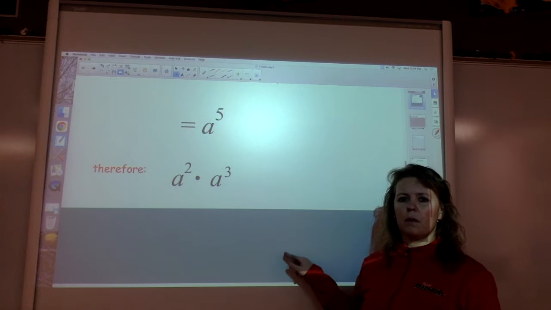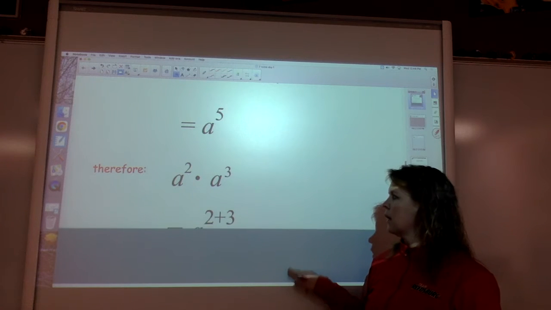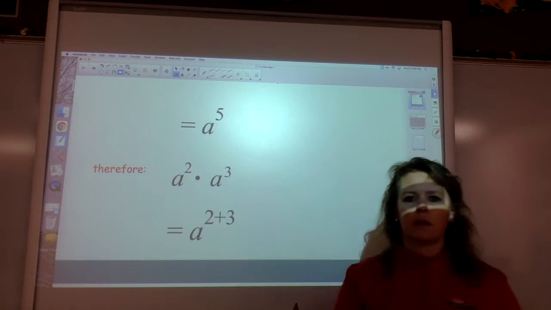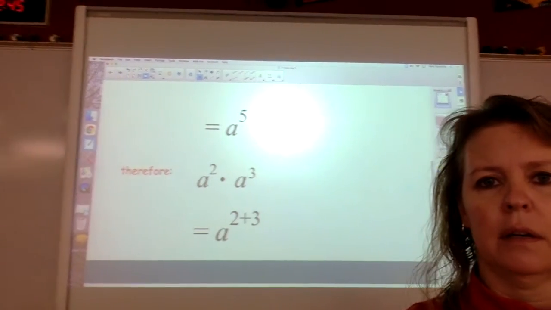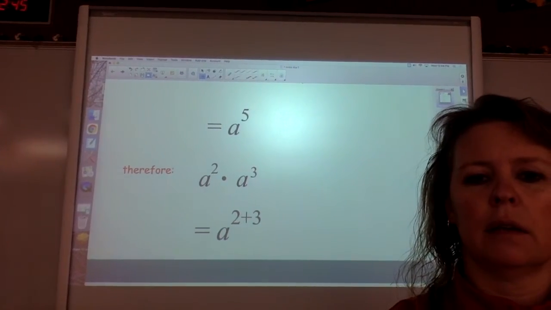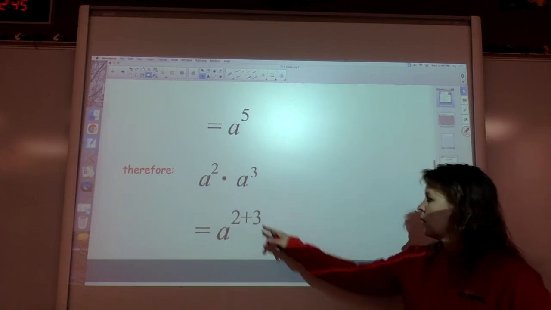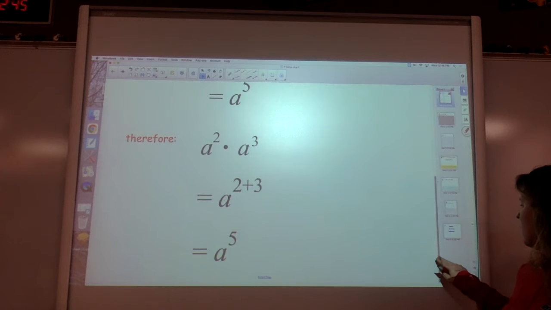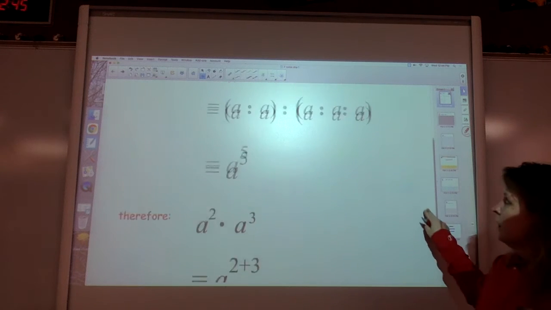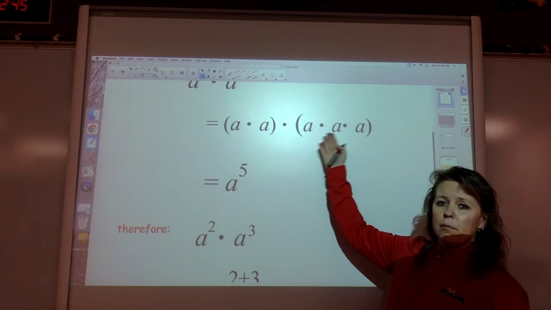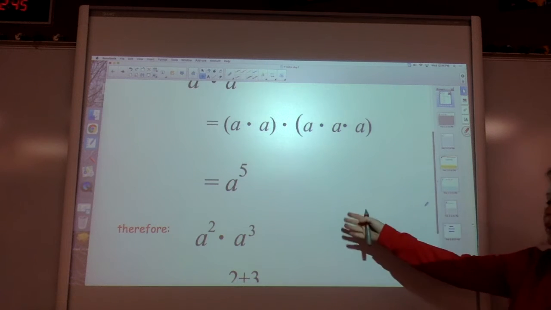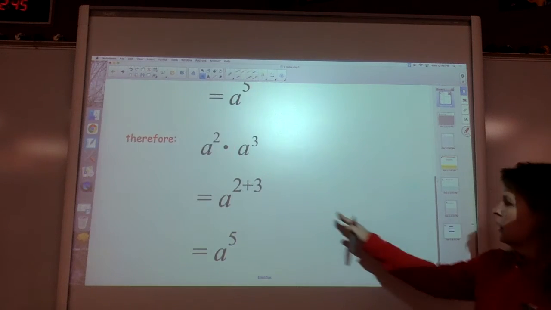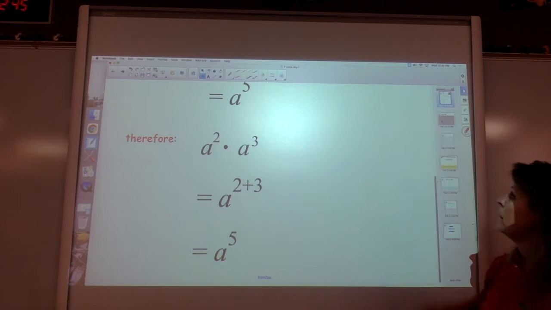So, therefore, what's the rule we make? A squared times a to the third equals a to the 2 plus 3. We're adding the 2 exponents together, so we get 5. You, of course, don't want to do this all the way every time that we do a problem, because that could be a lot of a's. If we have a to the 10th times a to the 22nd, that'd be a lot of a's to write. The shortcut is to multiply.